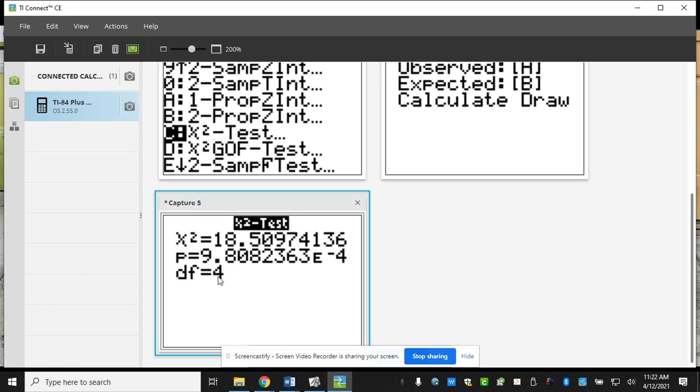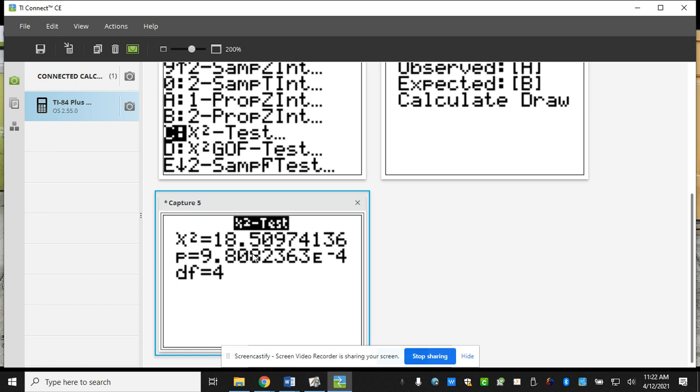Does degrees of freedom of 4 sound correct? Because how many rows did we have? 3. 3 minus 1 is 2. How many columns? 3. 3 minus 1 is 2. 2 times 2 is 4.